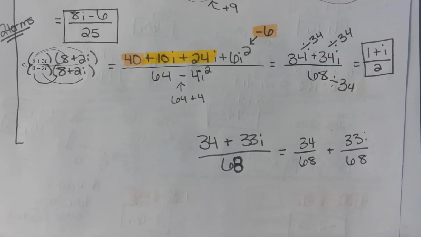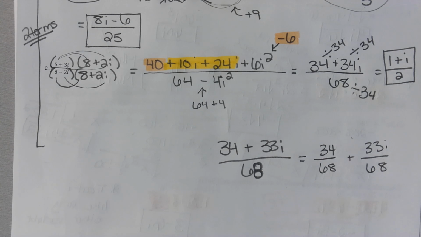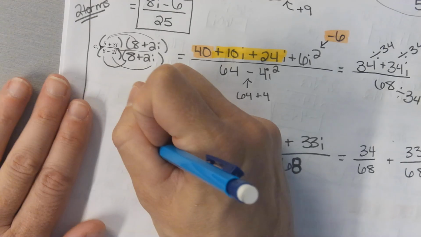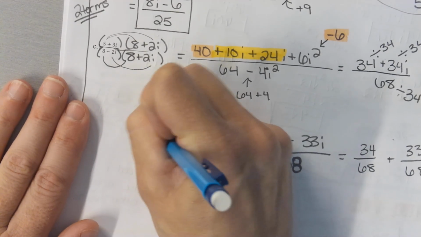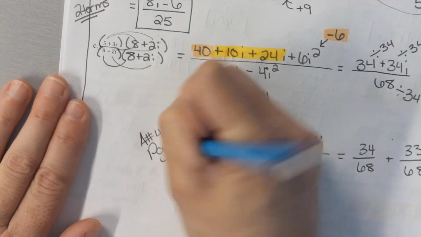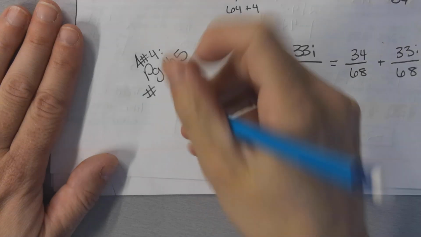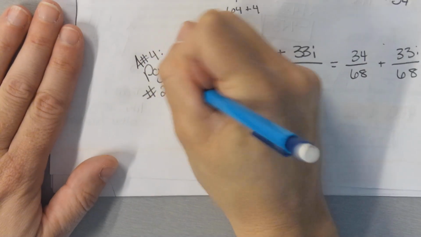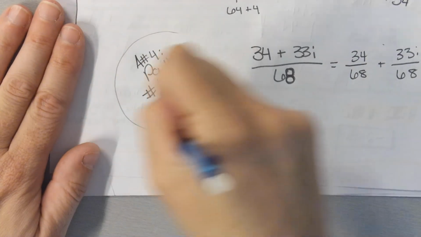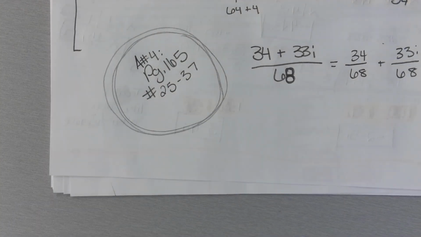Are we ready to try some problems on our own? Okay. We are on, I don't think it's assignment 3. I think we're on assignment 4. Page 165, numbers 25 to 37. I'm going to double check those because they have some in there that I don't like sometimes. So let me triple check before we get started, but that is tentatively the homework.